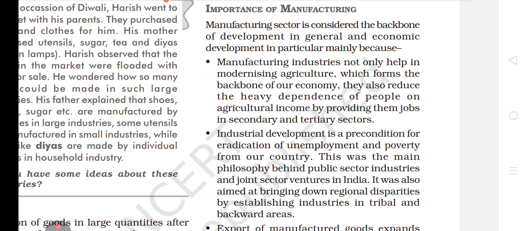So now, the manufacturing sector is considered the backbone of development in general, and economic development in particular.